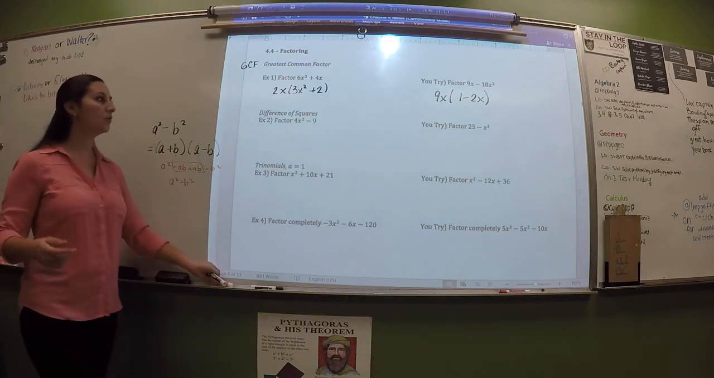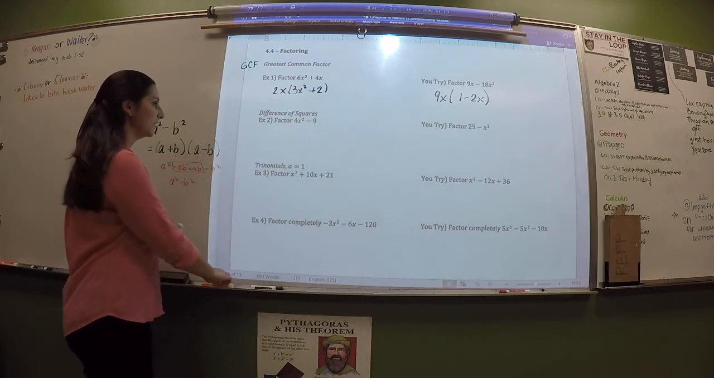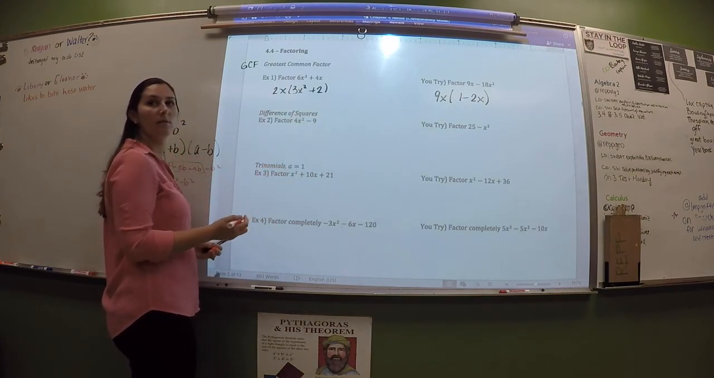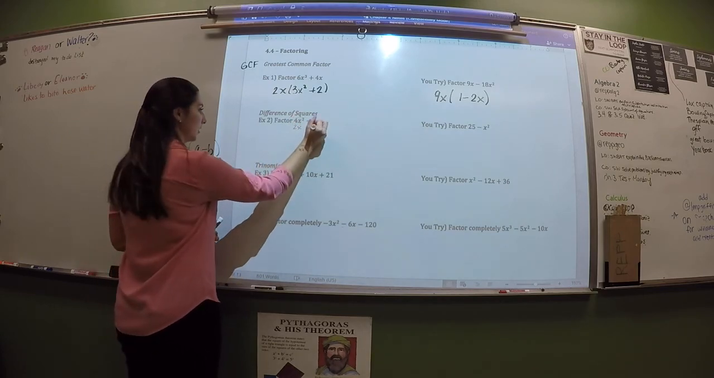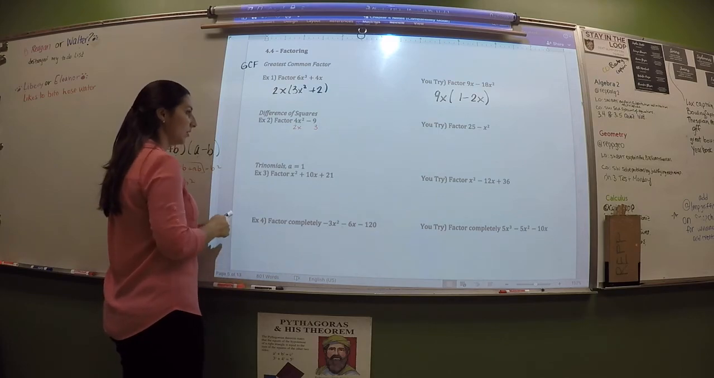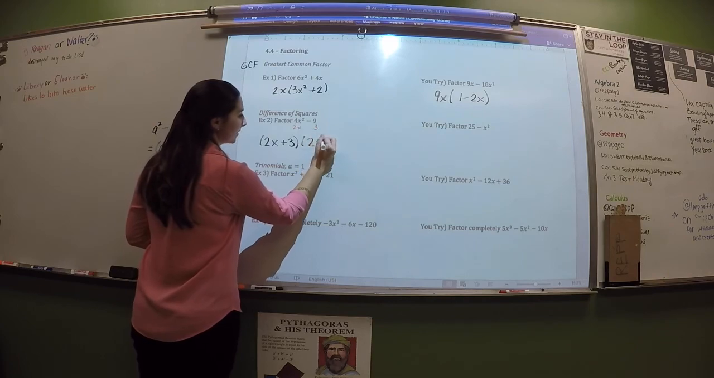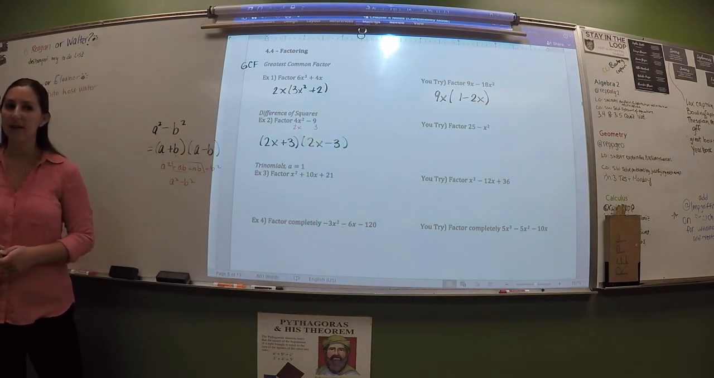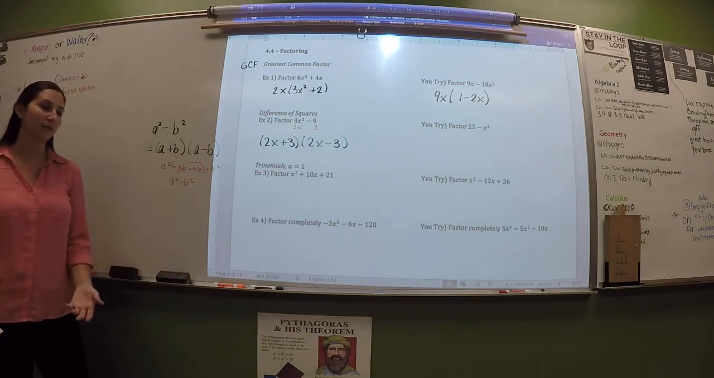When you factor a difference of squares, you have to know what the square root of each term is. So what is the square root of 4x squared? 2x. And then what's the square root of 9? 3. So when factored, this would be 2x plus 3 and 2x minus 3. If you want to check it, you would just multiply those out. So you would FOIL, and if you FOIL and you get 4x squared minus 9, then you're good. And if you don't, then bad.